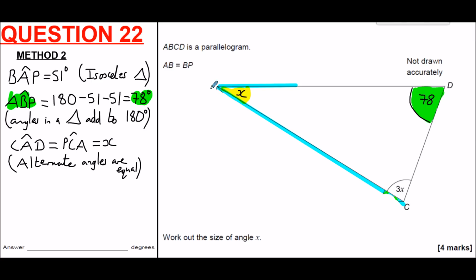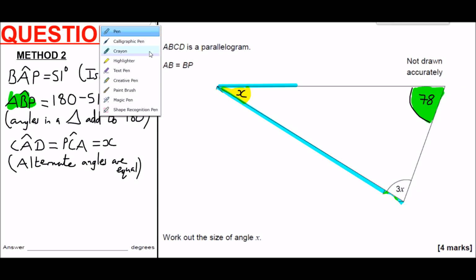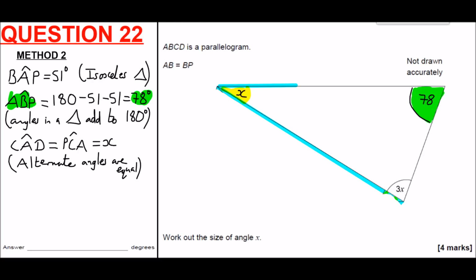There we go. So just looking at this triangle, you should know by now what the angles in a triangle add up to. And that is 180 degrees. And so these three angles here will add up to 180. And from that we can generate an equation relating to x.